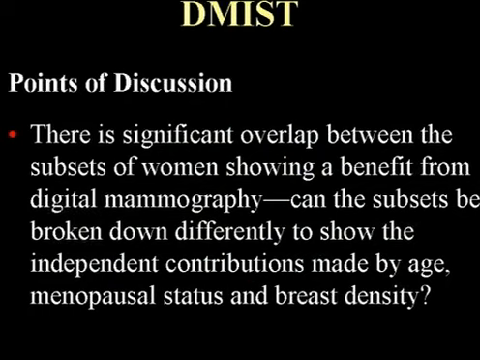So when we look at this paper and we talk about what are some of the points of discussion here, there was significant overlap in the groups for which digital showed a benefit. Can those subsets be broken down more independently to show what the independent contributions of age, menopausal status, and breast density are? That would be very interesting because, again, remember what I said at the outset, only about 7% of mammographic installations currently are digital. We're going to have to decide who is most appropriate to receive this imaging modality.